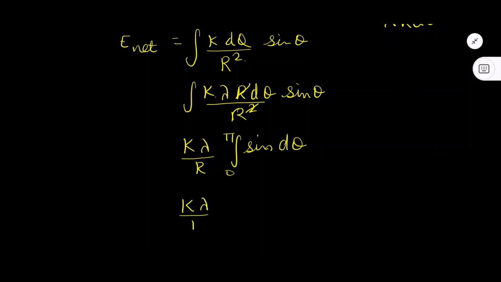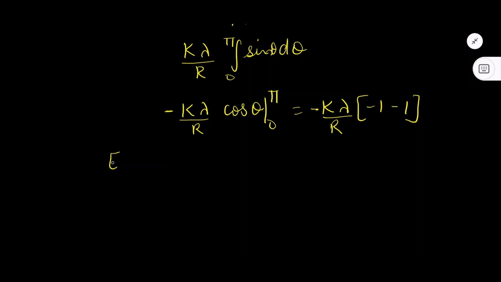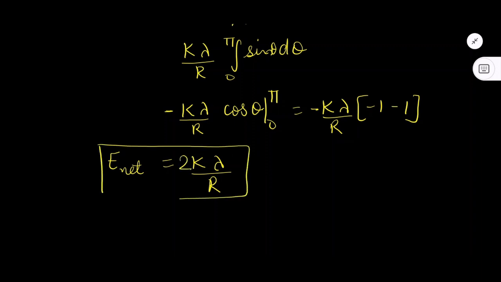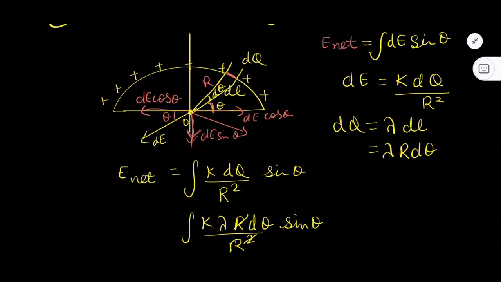On solving, the integration of sine is minus cos theta, so we get k lambda upon r times minus cos theta from 0 to pi: cos pi is minus 1, minus cos 0 is minus 1. So the net electric field will be 2k lambda upon r. This is the magnitude of the electric field due to the ring, and the direction, we know, is downwards, right?